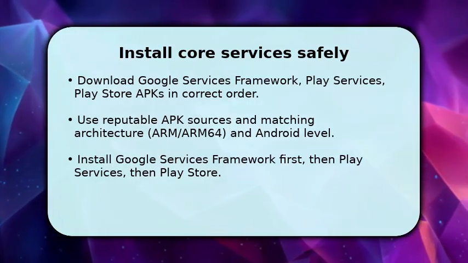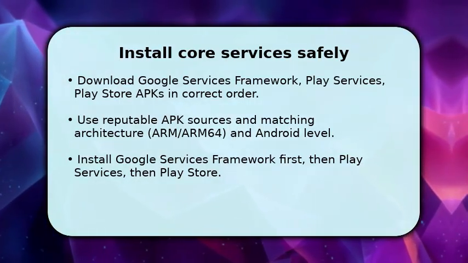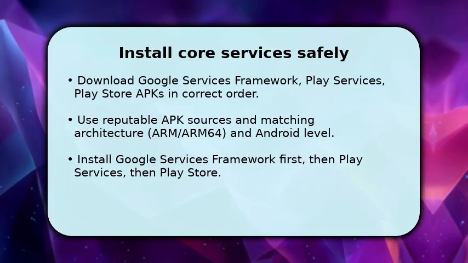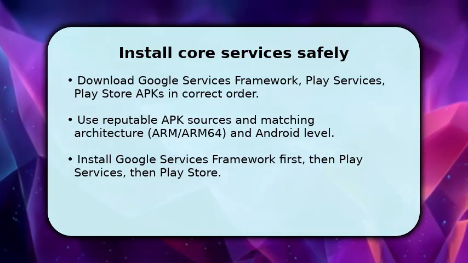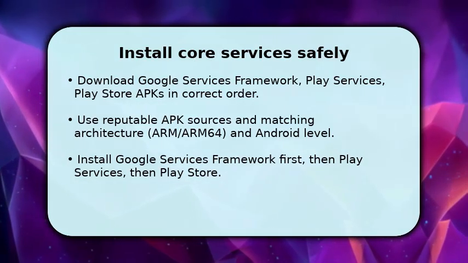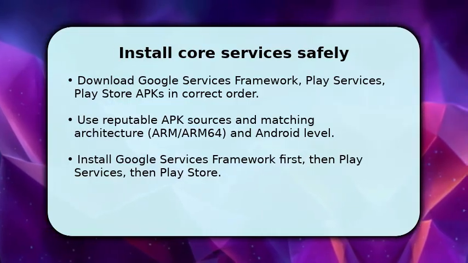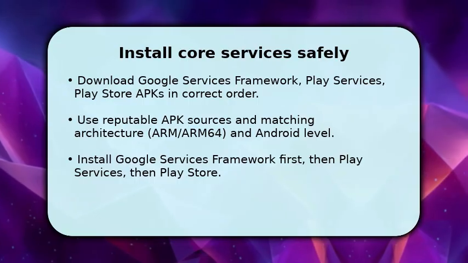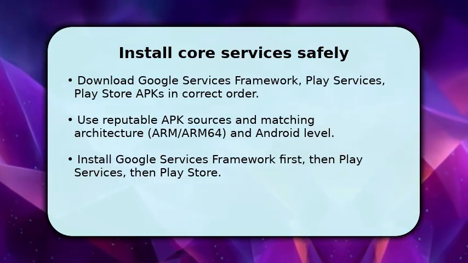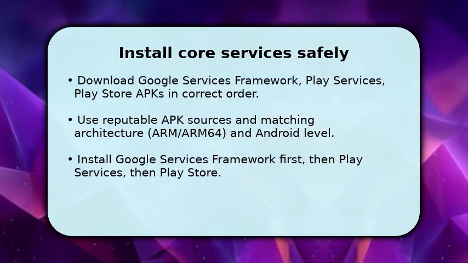Next, install Google Play services matched to your device architecture and Android API level. Mismatched versions cause boot loops or instability. Finally, install the Play Store APK itself. After each install, open the app once and allow necessary permissions so background services register.